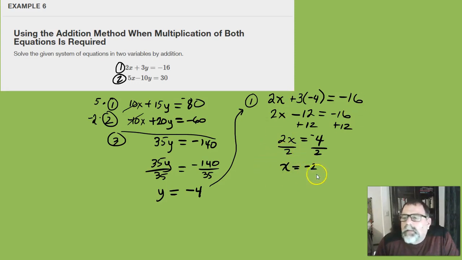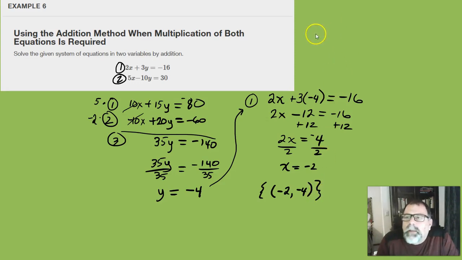I should make a mistake on one of these and show you when I check it. You'll see that it's important to check, and then you'll catch that mistake like I almost made there. All right, so we get negative 2, negative 4.